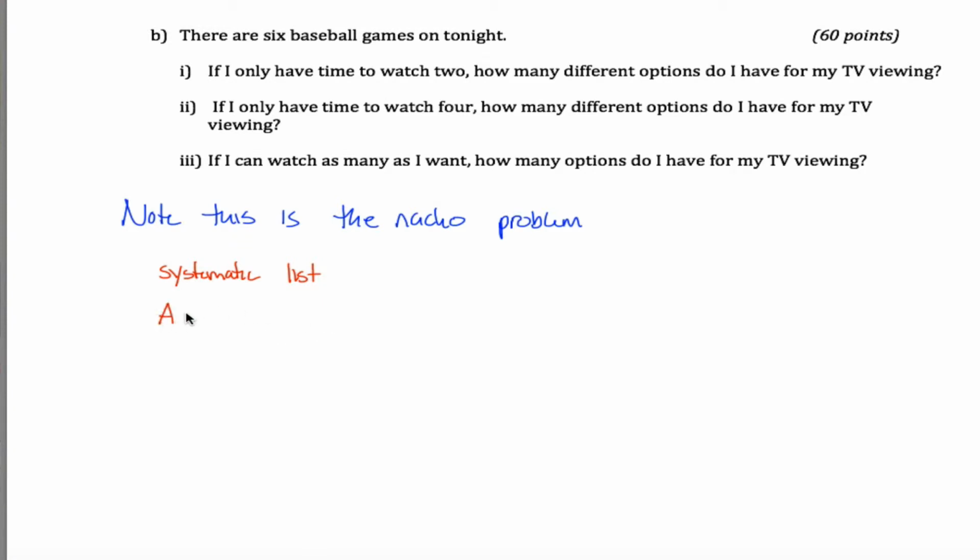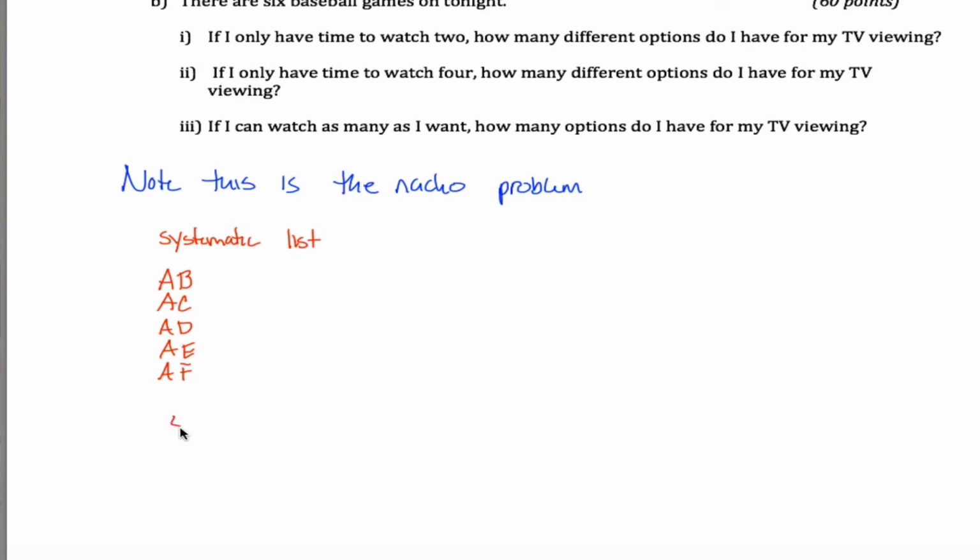If I watch game A, I can also watch game B, or game C, or game D, or game E, or game F. That is, if I choose to watch game A, which I may or may not do, there's 5 choices that I can do. And if I focus on game B, well, I've already noted that watching games A and B is one option. So I guess I would say BC, BD, BE, and BF. So it looks like I got 4 choices, or options.